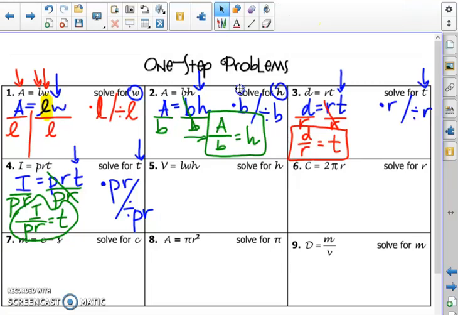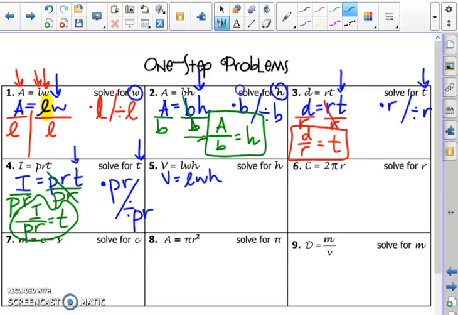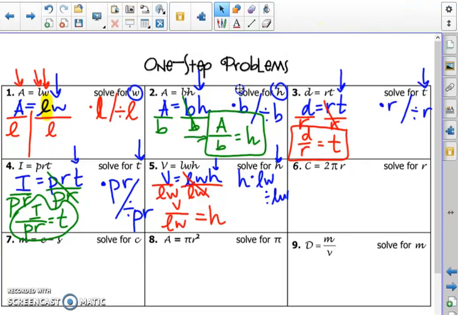All right, for this next one, V is L times W times H, and we're solving for H. This is similar to the previous one. H is being multiplied by LW, so we're going to do the opposite. We're going to divide by LW. And we can divide by both L and W at the same time. So divide by LW, divide by LW. H is equal to V divided by LW.